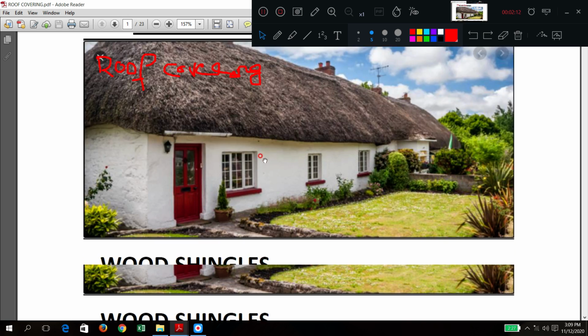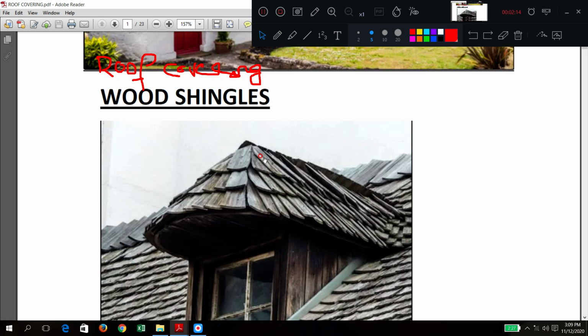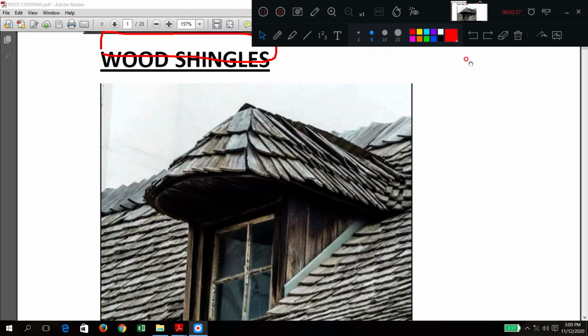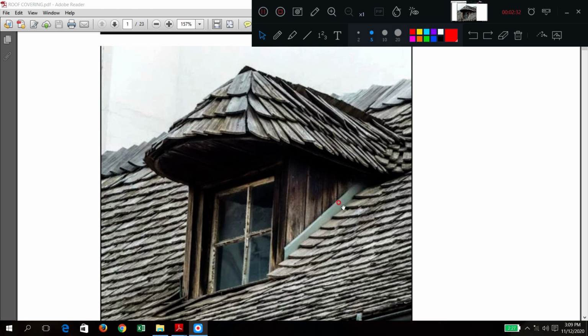Next we discussed wood shingles. Wood shingles are very thin sheets of wood, as you can see in the diagram. They appear like plates. There will be some bottom framework, a skeleton, and above that you fix these wood sheets or wood shingles.